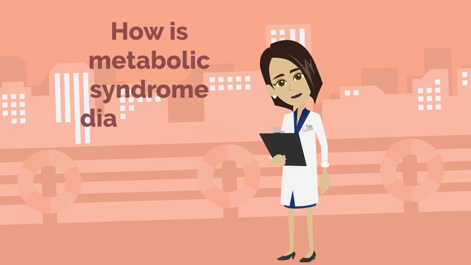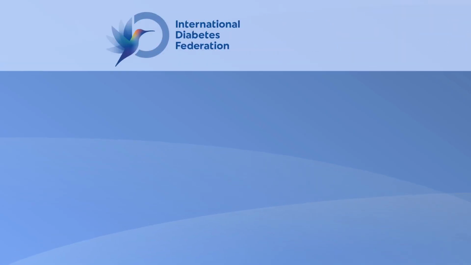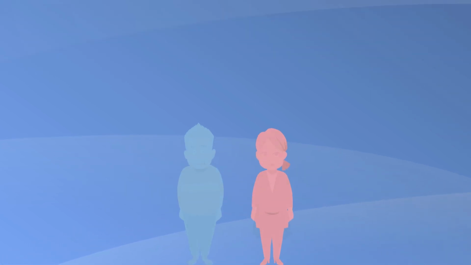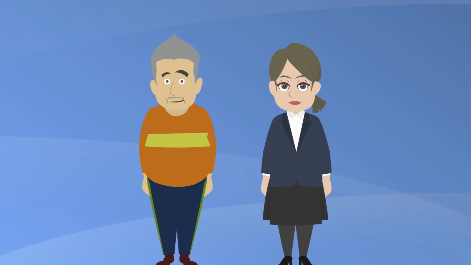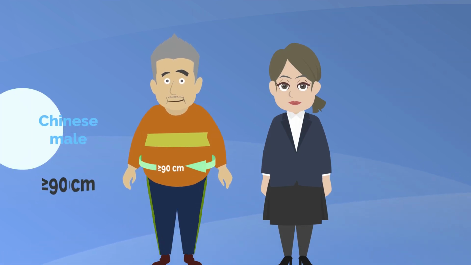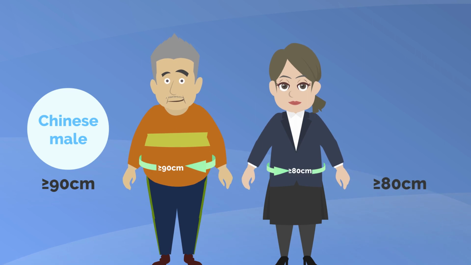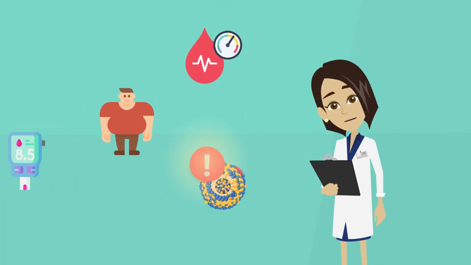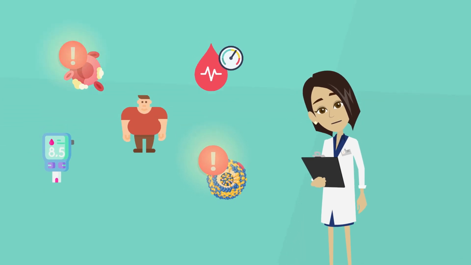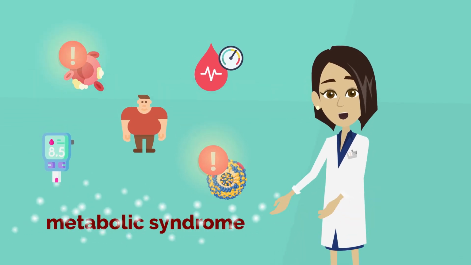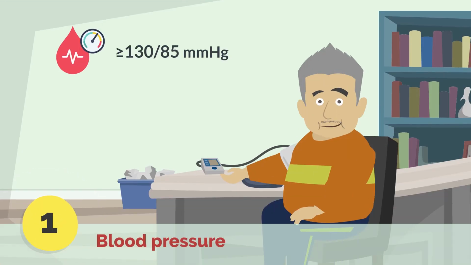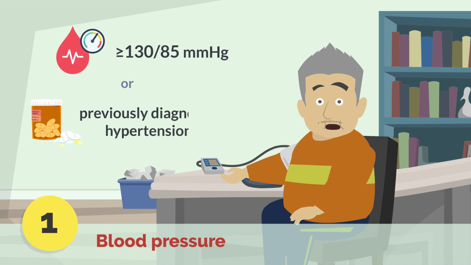How is metabolic syndrome diagnosed? According to the guidelines of the International Diabetes Federation, central obesity is defined as a waist circumference of greater than or equal to 90 centimeters for male and greater than or equal to 80 centimeters for female in Chinese. If you have central obesity and any two or more of the following criteria, you will be defined as having metabolic syndrome. Blood pressure, greater than or equal to 130/85 mmHg or treatment of previously diagnosed hypertension.